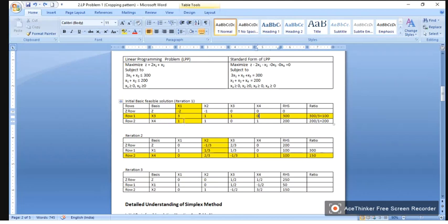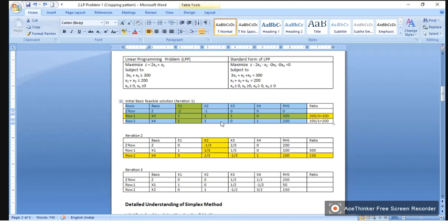For row 2, for the second constraint, what is the coefficient for x1? 1. For x2, 1. For x3, 0, because there is no term at all. For x4, it is 1. So right hand side is 300, 200. So this is how we have to fill the cells in the table. Is it clear now? Yes, sir. Prepare this table.